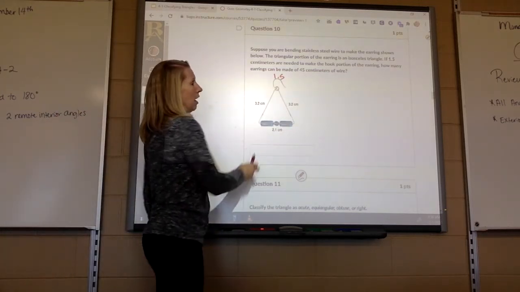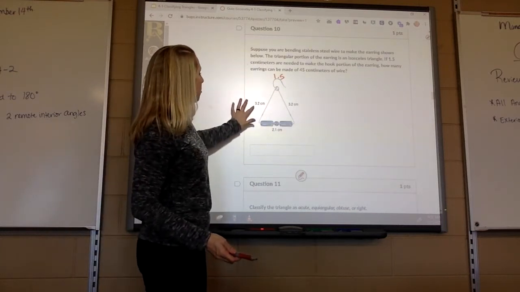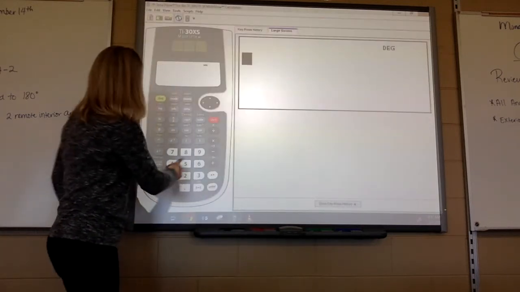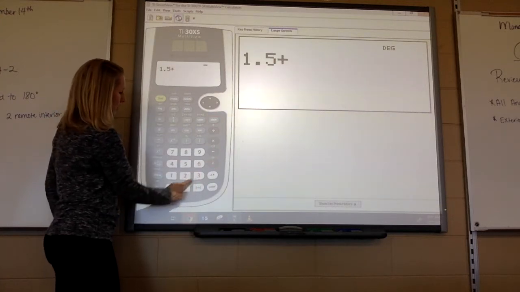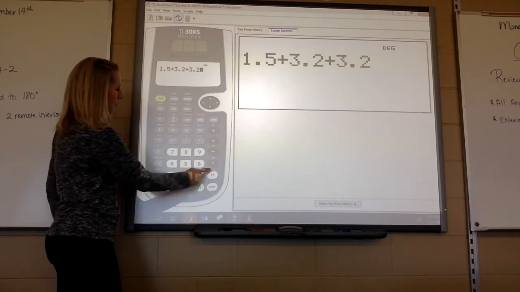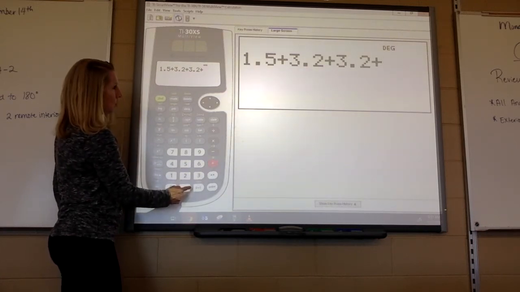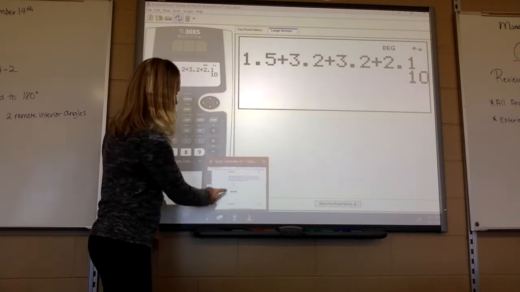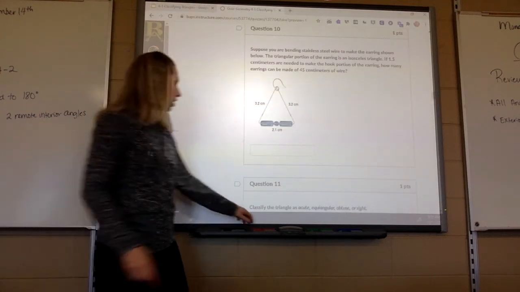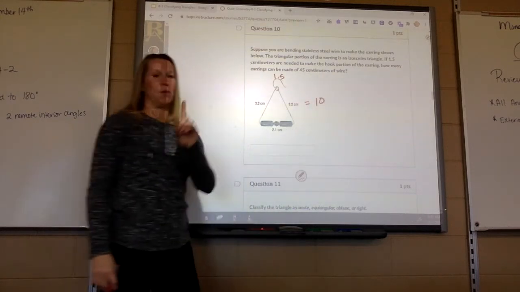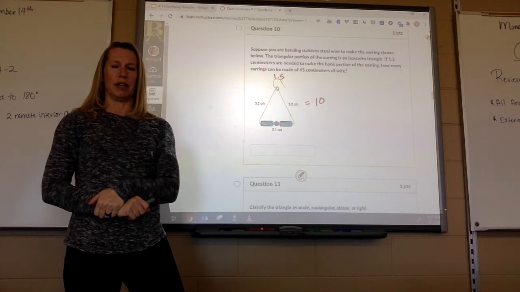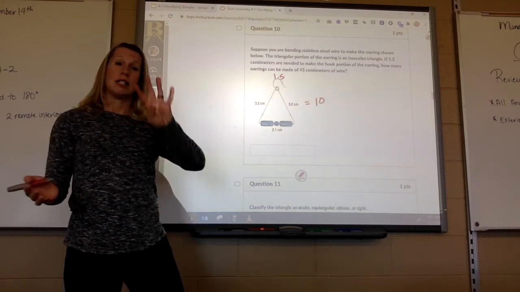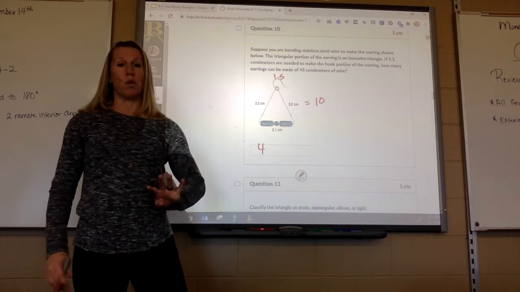So I need to figure out how much total wire I need. So I need to do 1.5 plus 3.2 plus 3.2 plus 2.1. So I've got my calculator. 1.5 plus 3.2 plus 3.2 plus 2.1, I think. I hope it's 2.1. So I need a total of 10. So if I have 45 centimeters of wire, I've got a total of 10 that I need to make one earring. So how many earrings could I make if I have 45? Well, I could make 4.5 earrings, but would I make half of an earring? So just put 4. And just leave it at 4. Don't put earrings or anything.